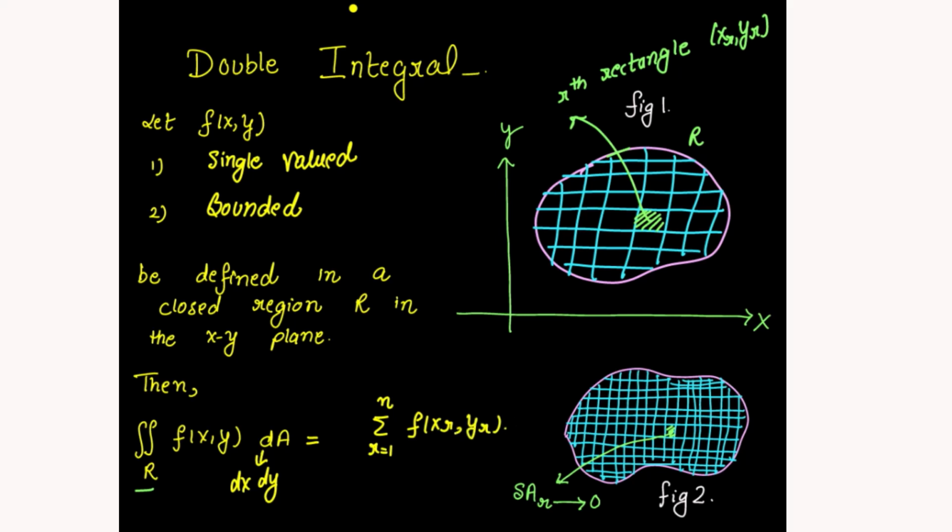In the previous definite integral we took the length of the subinterval, that is delta x, but here we will take the area, delta A. So this is delta A_r. This is representing the rth rectangle, the coordinate for the rth rectangle, and the value of f at that point into the area of the rth rectangle, right? And these are the sums, and the limit should be having n tending to infinity and delta A_r tending to 0, right?